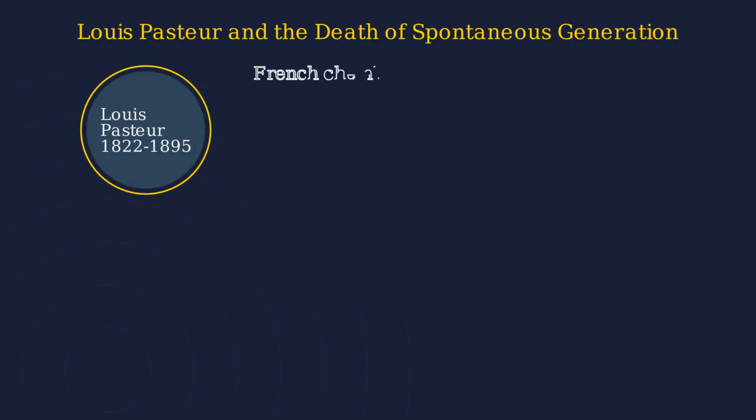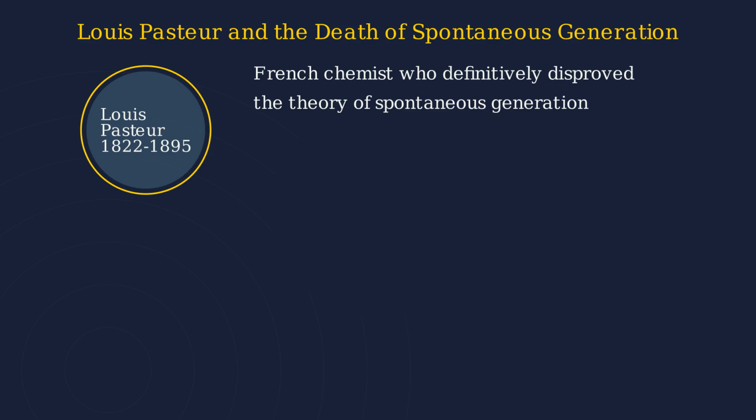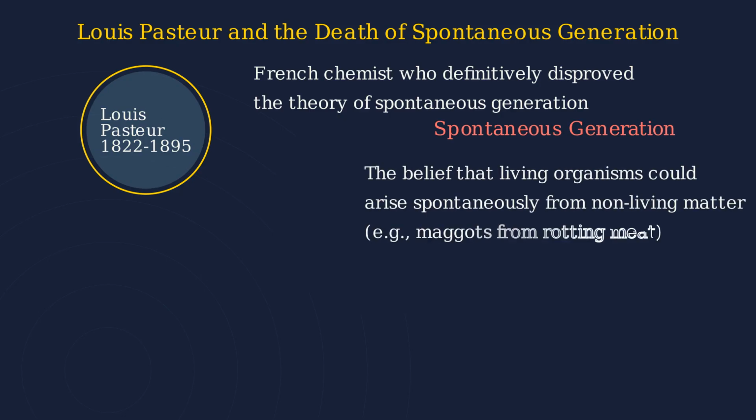Louis Pasteur, a French chemist who lived from 1822 to 1895, made crucial discoveries that would forever change our understanding of microbiology. In the mid-19th century, many still believed in spontaneous generation, the idea that living organisms could arise from non-living matter without any parent organism. In 1861, Pasteur designed an elegant experiment to definitively resolve this long-standing controversy.